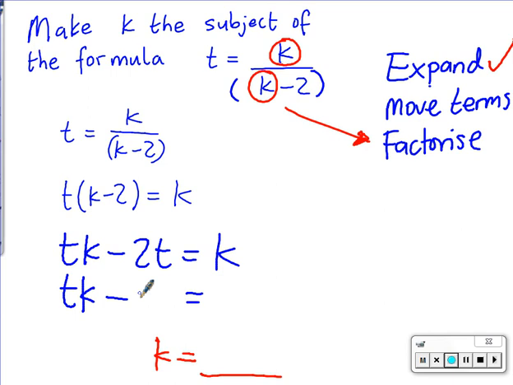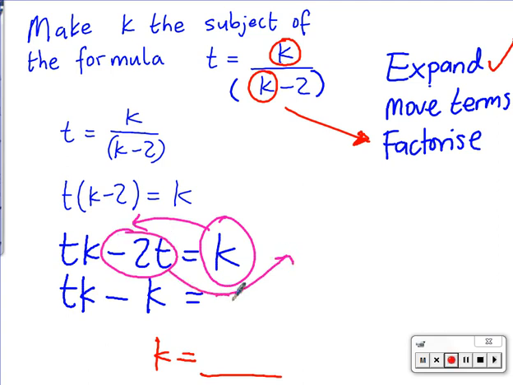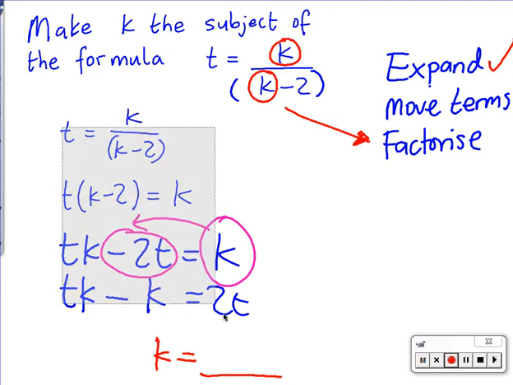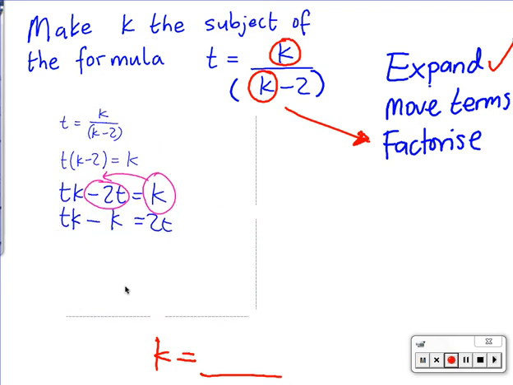So I'm going to move that k over and make it a minus k. So this k here is going to go over to that side, and this minus 2t is going to go that way and become a plus 2t. We'll write that in blue so you can actually see it. 2t. Make ourselves some room. We're not far off there now. So if we shrink that down a little bit, we've got tk minus k equals 2t.